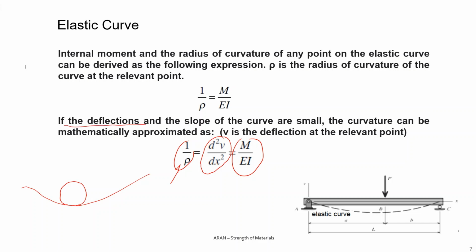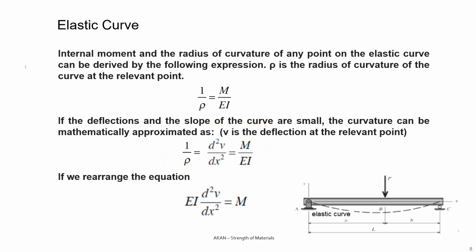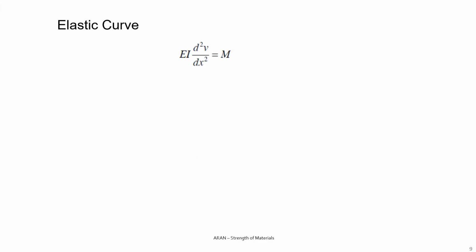So if the deflections and the slope of the curve are small, well, we can mathematically approximate this curve with this expression. Here, v is the deflection at the relevant point of the elastic curve. So if we rearrange this equation, we have the second derivative of the deflection. These are the section and material values, and this is the acting bending moment. So this is my starting point.